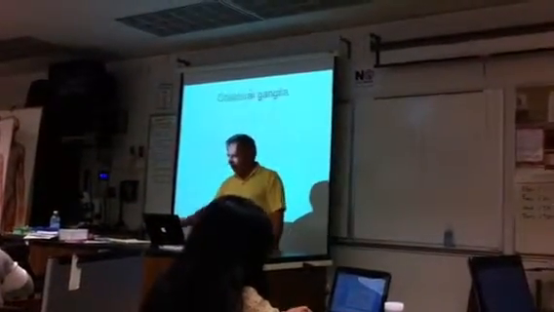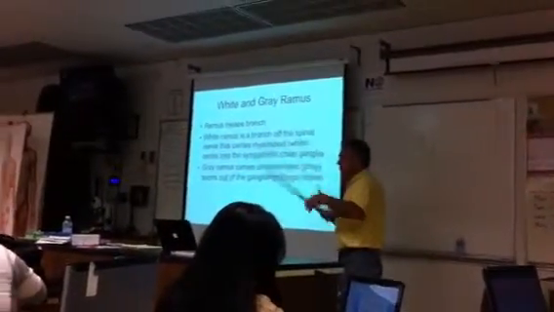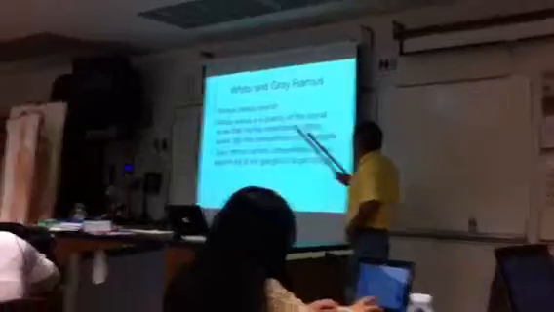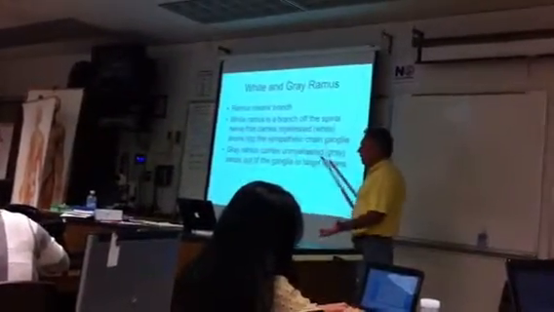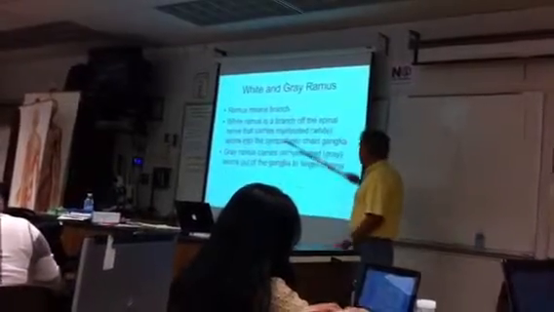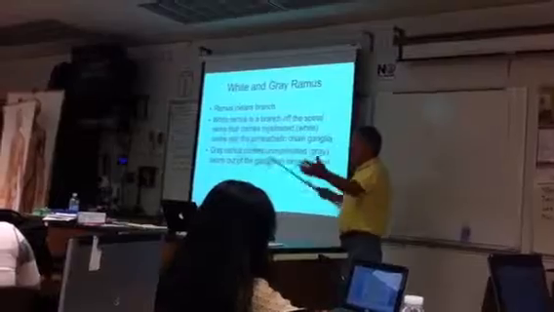Now, ramus means branch, and I just told you about these. This is, white into gray out of, so that's no big deal. So ramus means branch. We've got the white branch, myelinated fibers, the gray branch, unmyelinated fibers. So into, out of, right? So that's just the pathway.